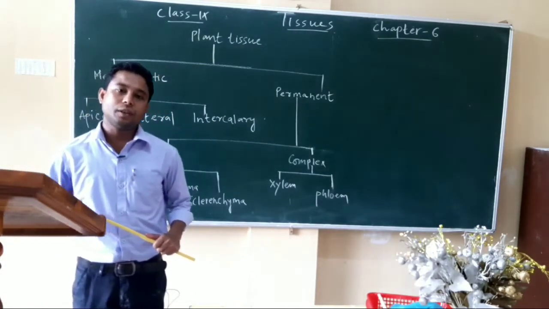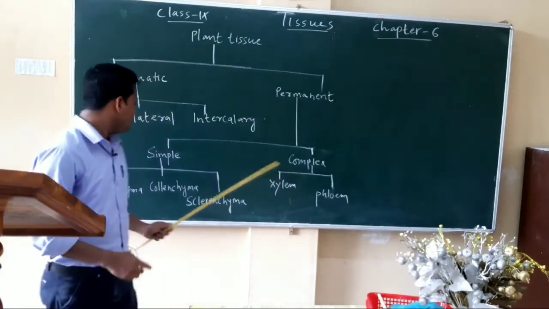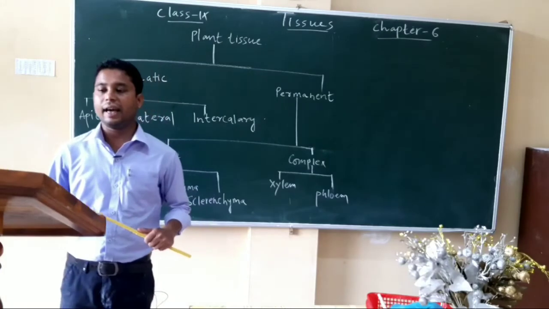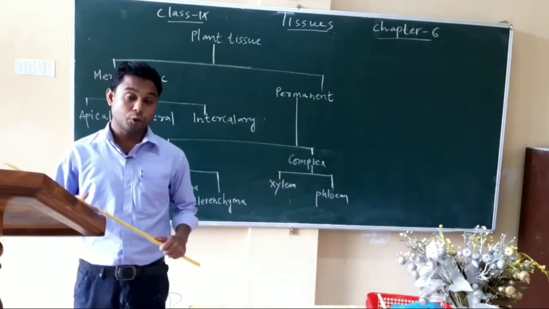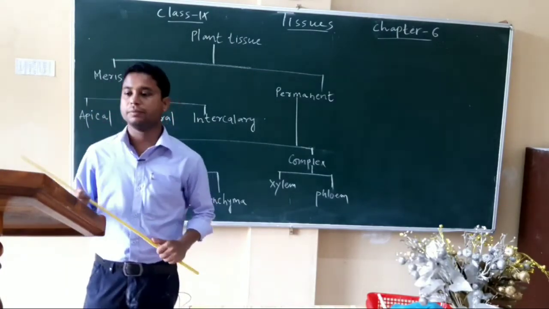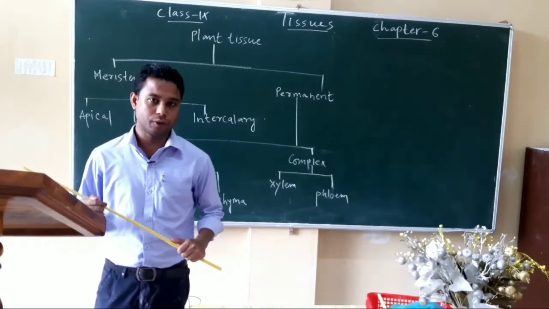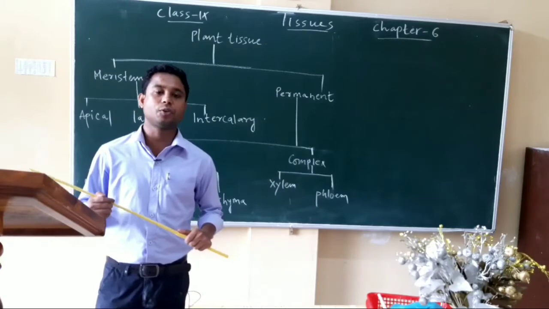Next is parenchyma tissue. They are usually loosely arranged and they have intercellular spaces. Parenchyma tissue generally stores food.